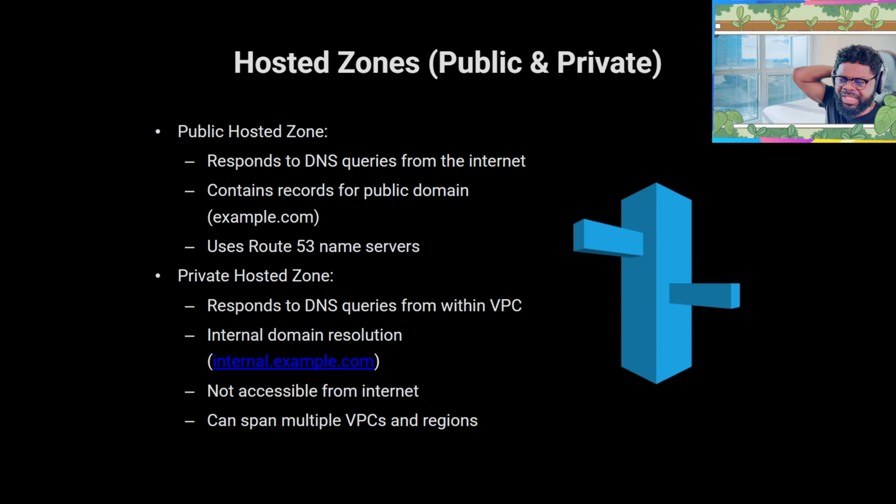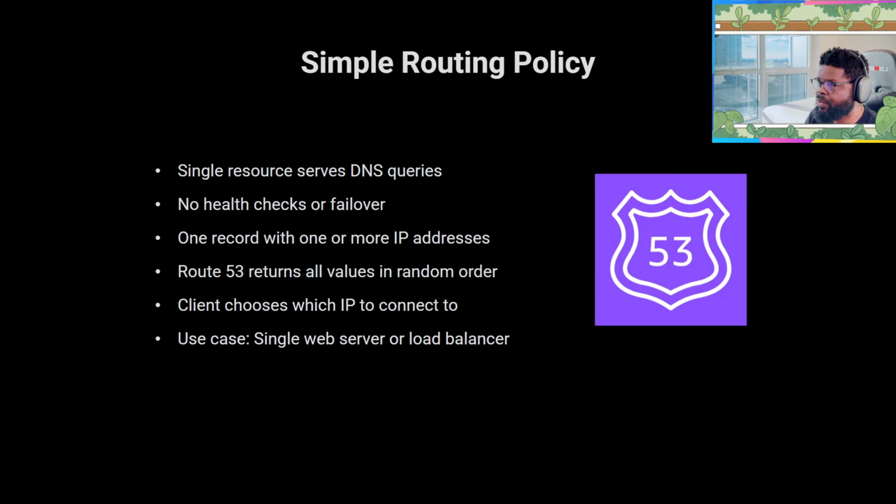It can span multiple VPCs and regions. The reason is that if you have one VPC and two VPCs, you can create peering connections between them, and then a private hosted zone can work. But you can also have multiple VPCs connected to your on-prem, and for that reason you can set up the DNS resolution such that within that private network you can resolve private hosted zones. Okay. With that said, let's now think about some of the routing policies.